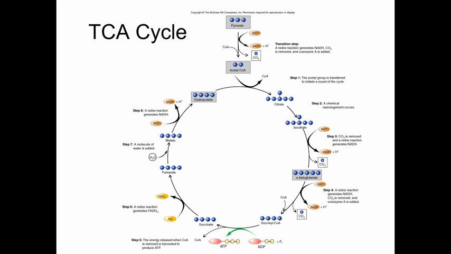How many? Twice. So glycolysis happens once. It's a branching pathway. The transition step is a linear pathway. It's got to happen once for every pyruvate that you start with, so it's got to happen twice. The TCA cycle is a cyclical pathway. It's got to happen once for every acetyl-CoA, which means it has to happen twice for every glucose.